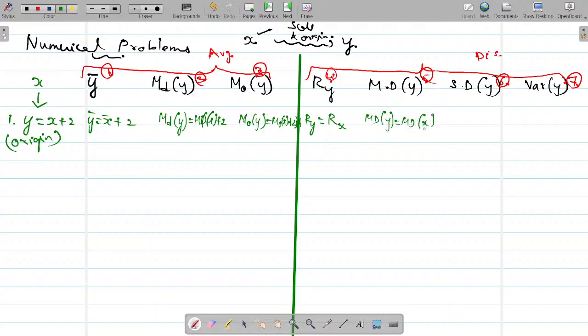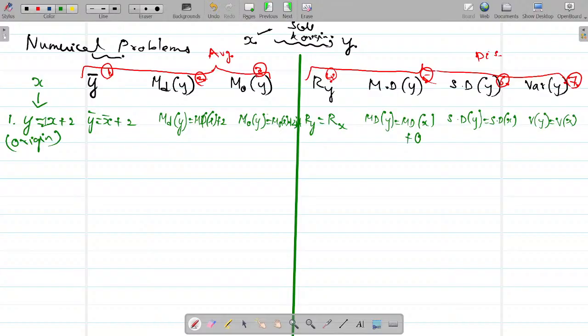Now tell me, mean deviation of y will be equal to mean deviation of x alone, which means it can have 0, so there is no affected value. Standard deviation of y is equal to standard deviation of x plus 0. Variance of y is equal to variance of x. The constant which you are multiplying alone will get squared. Here the constant is 1, so 1 squared is 1.